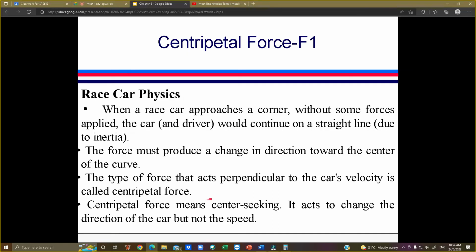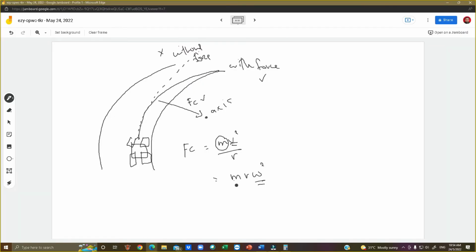Okay, now let's take a look. The force must produce a change in direction towards the center of the curve. The type of force that acts perpendicular to the car velocity is called centripetal force. Centripetal force means center seeking. It acts to change the direction of the car, but not the speed. So how do you actually change the force? Okay, so here, the one that needs to be changed is the center of gravity, the mass of the car. Nanti kejap lagi kita sampai dekat moment of inertia, kamu akan faham.